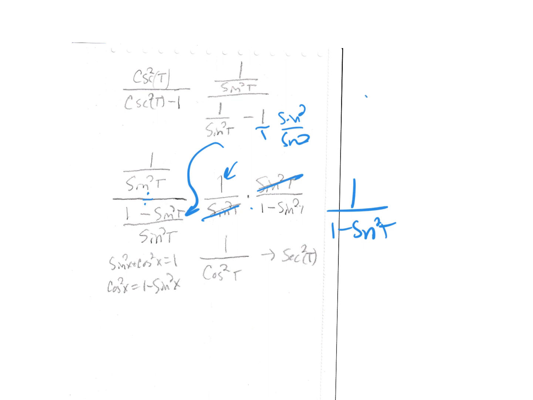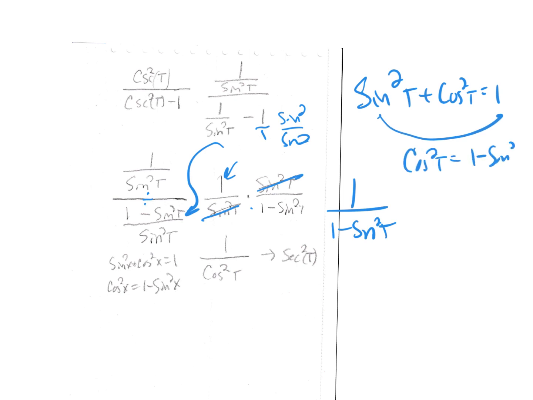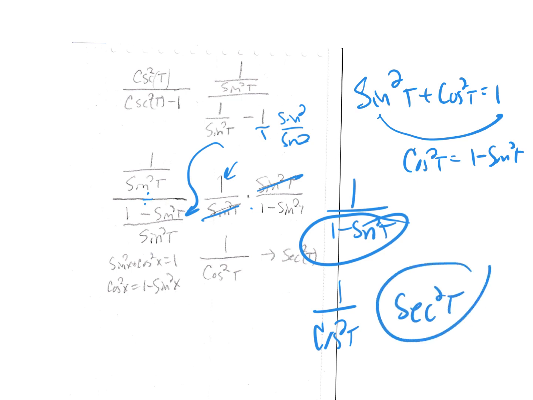Now we do have to use that Pythagorean identity, where sine squared plus cosine squared equals 1, because I want to get rid of the 1 minus sine squared. So if I subtract sine squared from both sides, it means I have cosine squared t equals 1 minus sine squared t. So I can replace this with 1 over cosine squared, and then that becomes secant squared, which is the same answer I got doing it the other way.